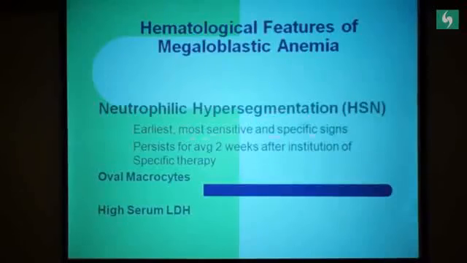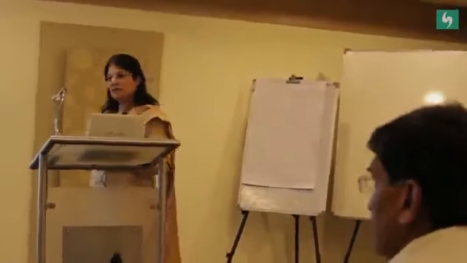I mentioned neutrophil hypersegmentation. It is the earliest and most sensitive and specific sign. So if a pathologist is reporting, please look at the report on the peripheral smear to see if this is present. This can persist for an average of 2 weeks after institution of the specific therapy. It's only after 2 weeks of B12 being given that you will stop seeing this finding. So it will persist. I already mentioned high LDH and oval macrocytes.